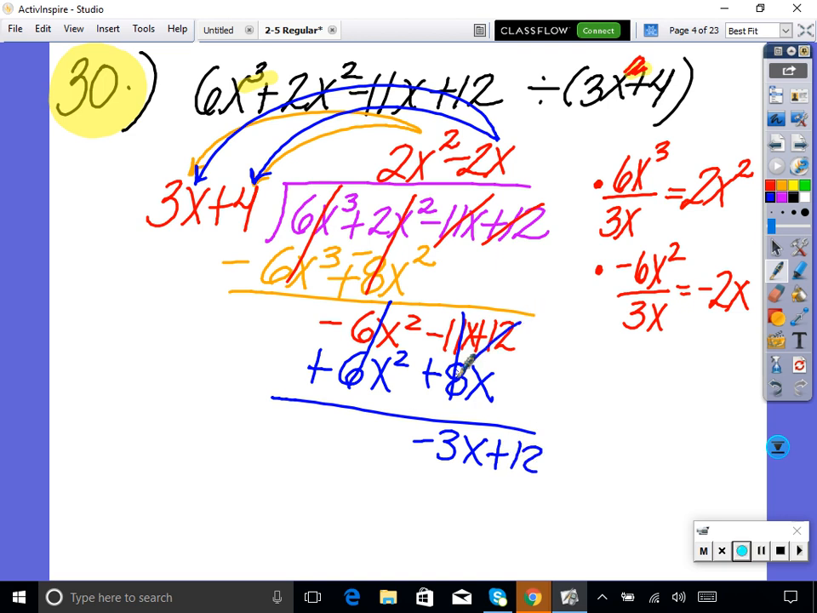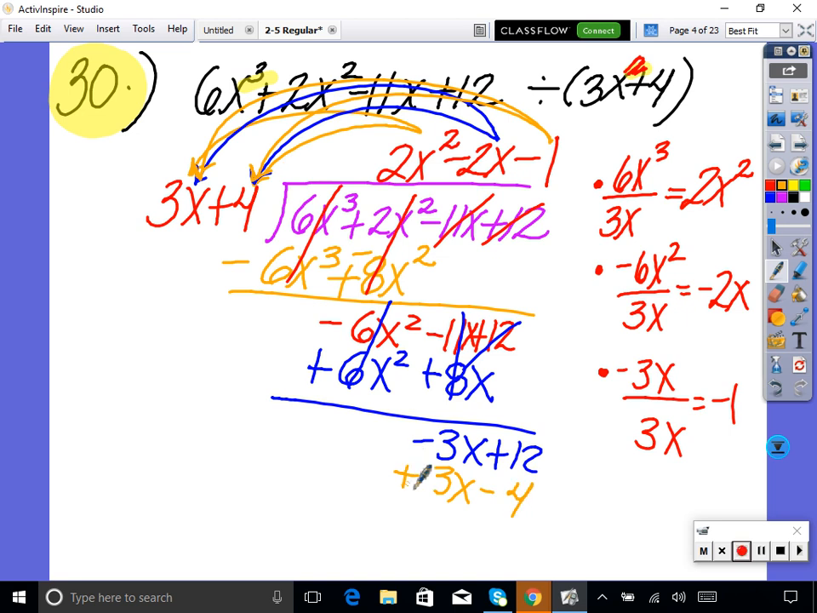Starting over again. Negative 3x divided by 3x is negative 1. So negative 1's back up here. Roundabout process. Here we go. Negative 1 times positive 3x. You're right, we're almost done. Negative 1 times positive 4. Now what do I have to do next? Change the signs, add straight down. We get 16. 16 does not divide by 3x, so that must be my remainder. So wouldn't we say, okay, that's my answer, but then we have a remainder of positive 16, don't we?